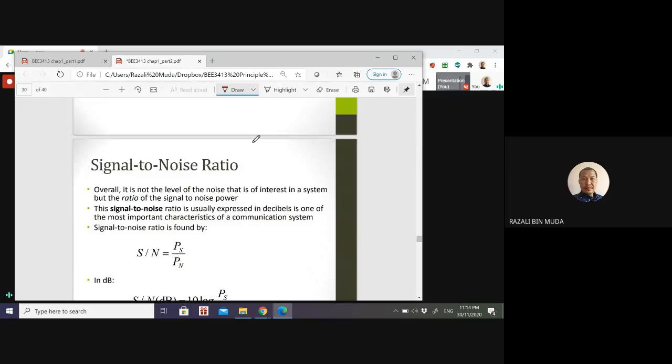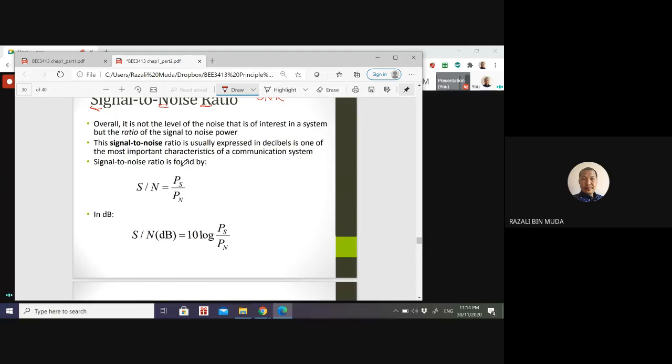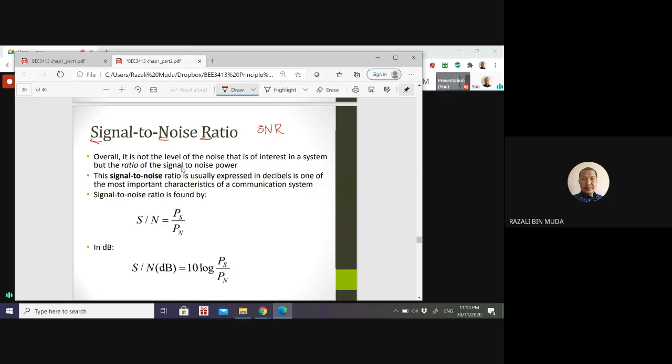Now the next topic is SNR, signal to noise ratio. This is important. Overall, it is not the level of noise that is the interest of the system, but the ratio of the signal power to the noise power. This signal to noise ratio is usually expressed in decibels. It is one of the most important characteristics in a communication system.